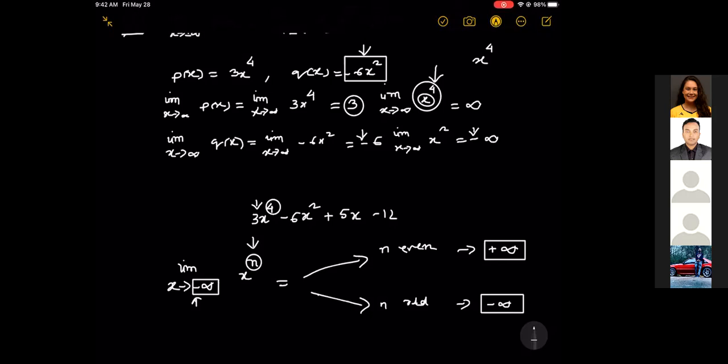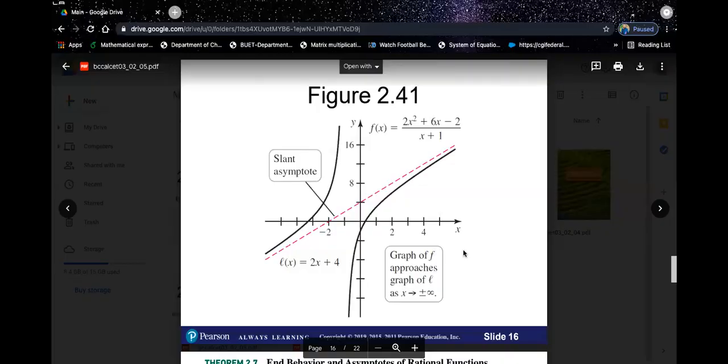Could you define it with some type of functional equation? Since it wouldn't just be vertical or horizontal, wouldn't it have both vertical and horizontal direction since it's slanted? Okay, yeah, this is figure 2.41, and they're saying that this diagonal line, not really diagonal, I should say opposite diagonal line, is a slant asymptote.